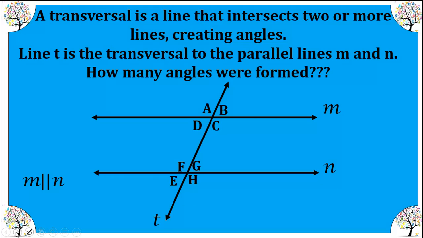When we have this diagram, a transversal intersecting one pair of parallel lines, we can see that we have several angles that are created. We have angle A, B, C, D, E, F, G, and H. There are 8 angles that are created.